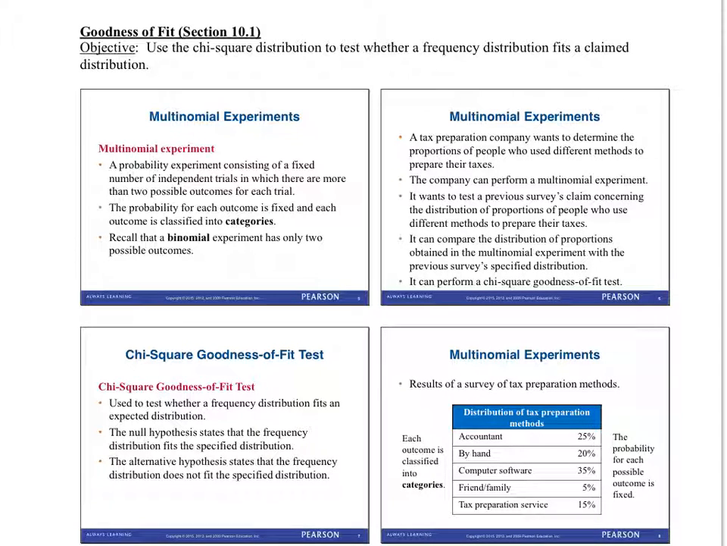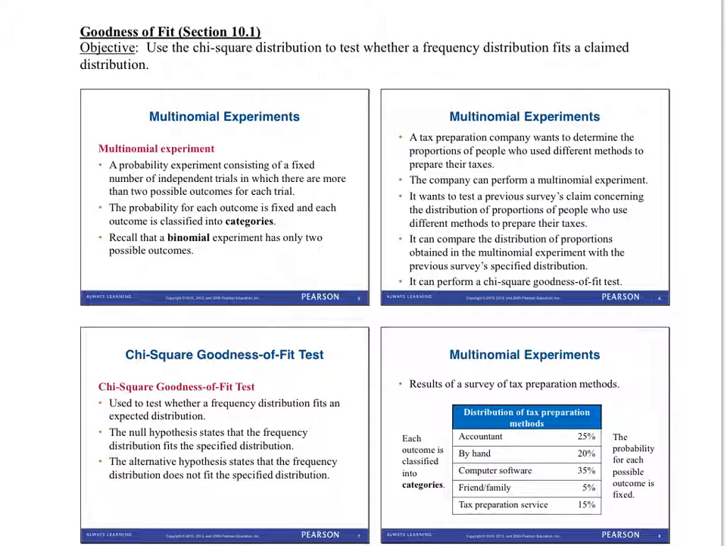So if it's day of week going to the movies, there's 7 outcomes that could be your favorite day. The probability of each outcome is fixed and classified into categories. Back in one of our probability chapters, we talked about a binomial distribution, but that was restricted to just 2 possible outcomes. So here are some scenarios then that have more than 2 outcomes called multinomial experiments.